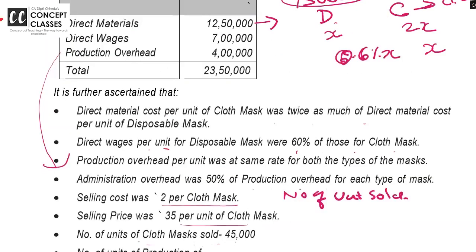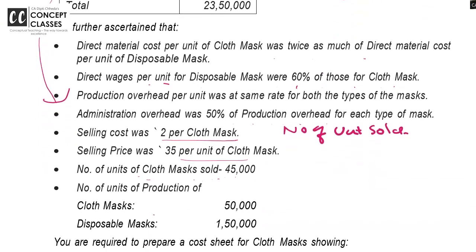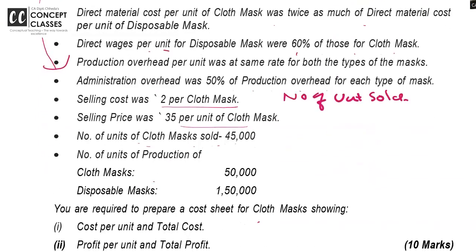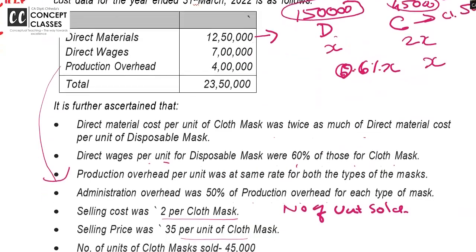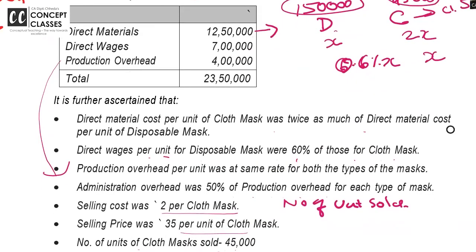Then ma'am, why the data is important? To split the cost, right? And profit per unit also, and total profit also. So, shall we do it in writing this time? This is November 22, actual question paper. Are you all okay? Have you all taken the screenshot?